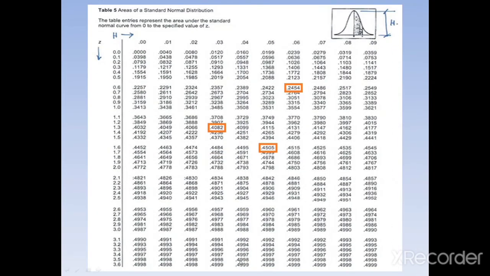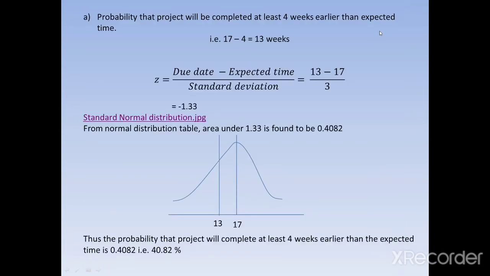Now here, this is the standard normal distribution curve. This curve we are going to consider to calculate the probability in this PERT model. Okay, so you know about this bell curve, right? Now the first question that is asked: what is the probability that the project will be completed at least 4 weeks earlier than the expected time? The expected time in this problem that we have calculated is 17 weeks, right?